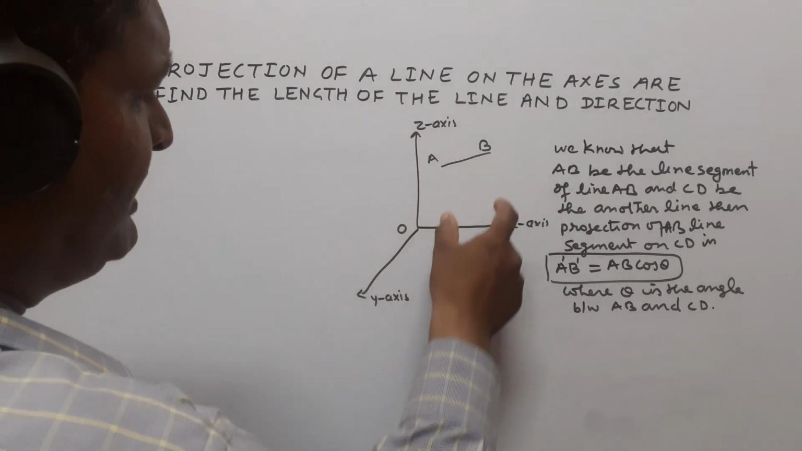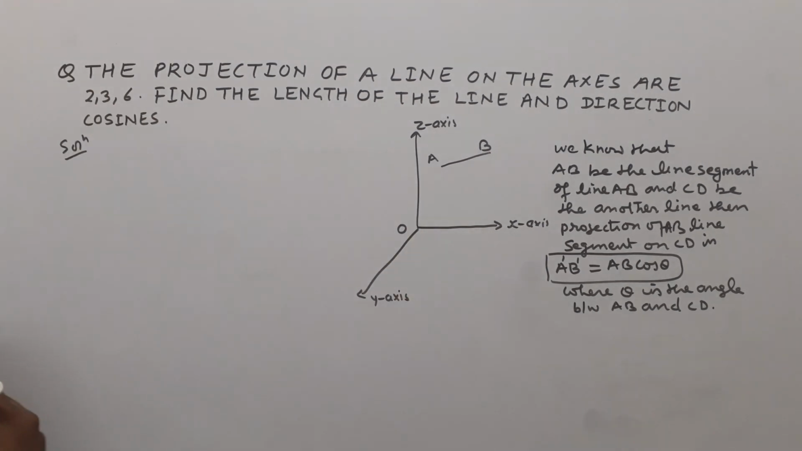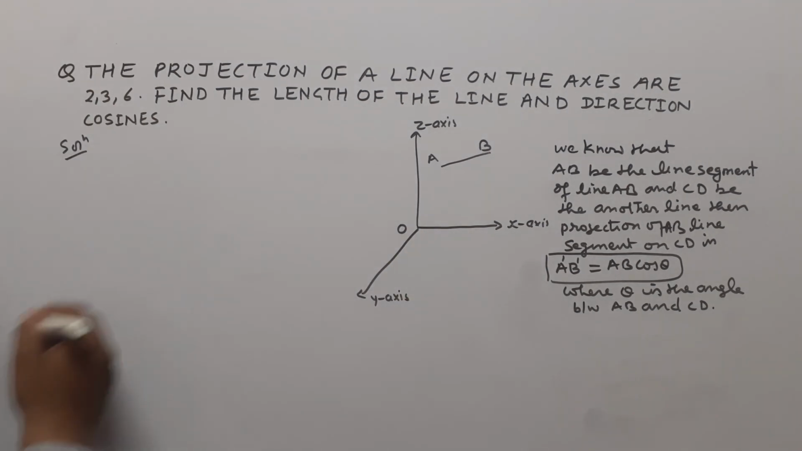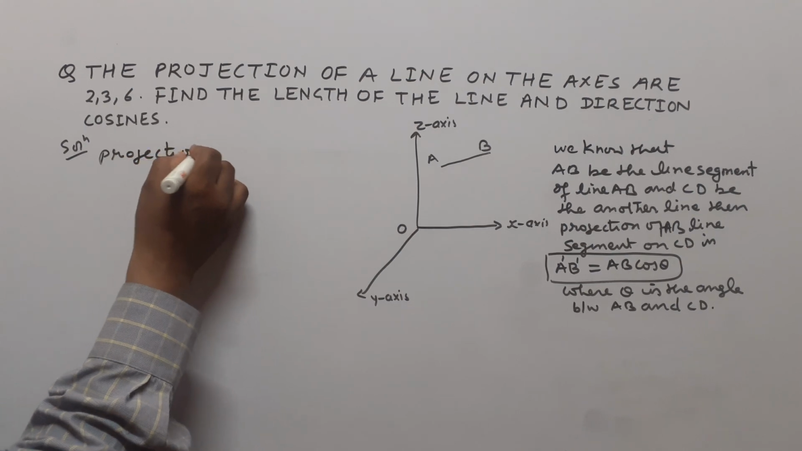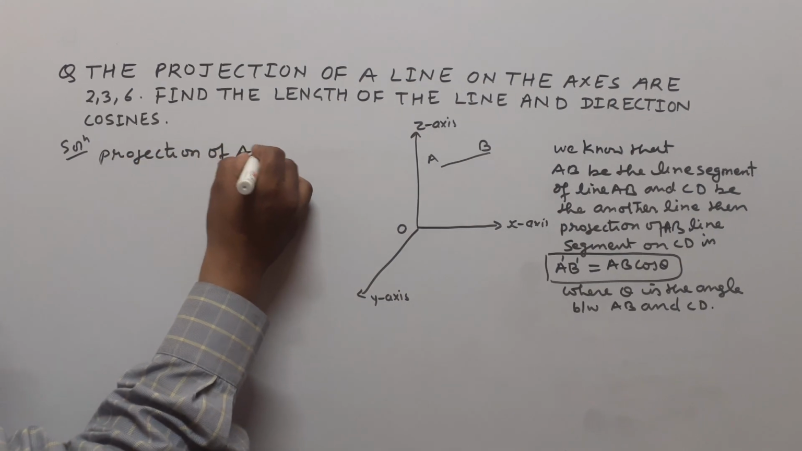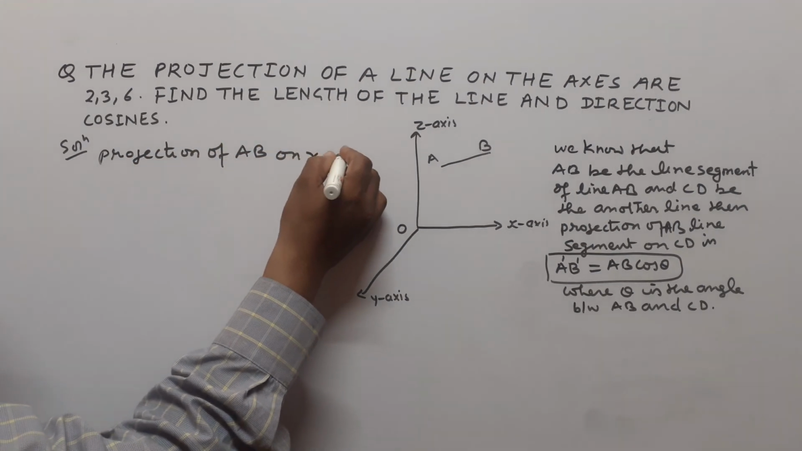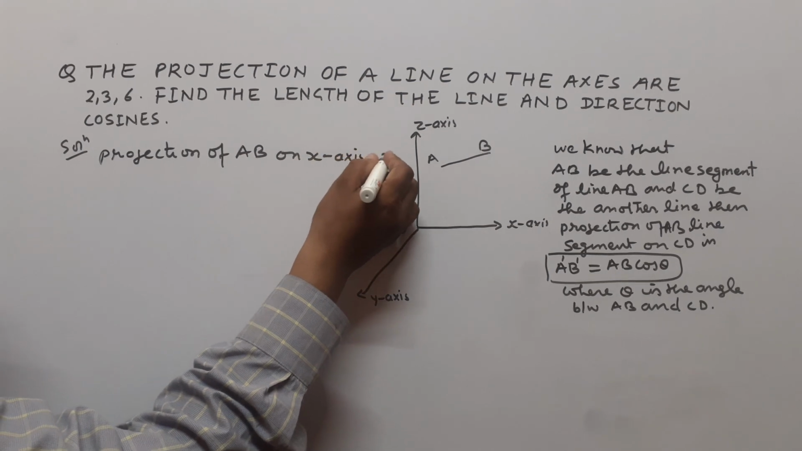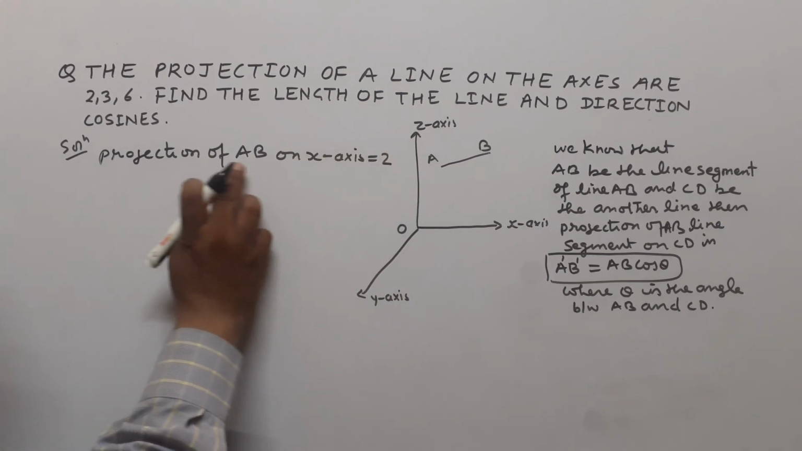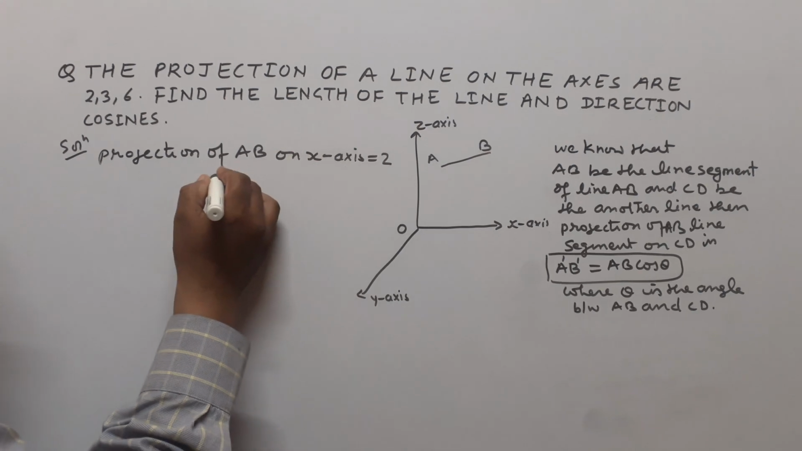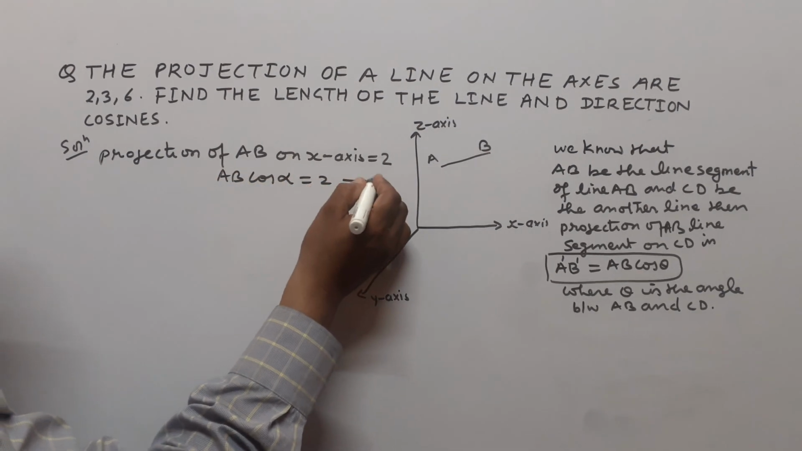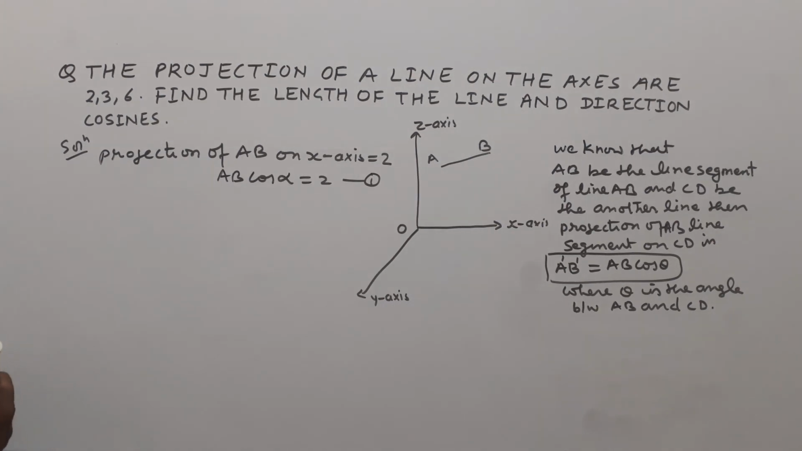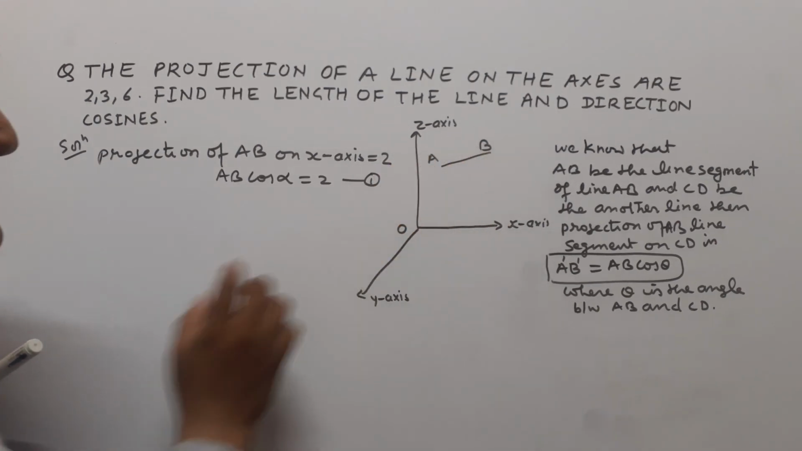Then this line AB makes angle gamma with the positive direction of the z axis. So the projection of AB on the x axis, this is given as 2, and we know that the projection of AB on the x axis is AB cos alpha, where alpha is the angle between the line AB and the x axis.